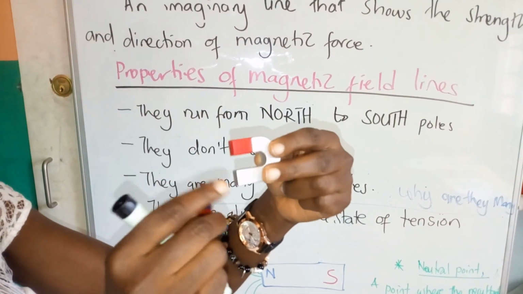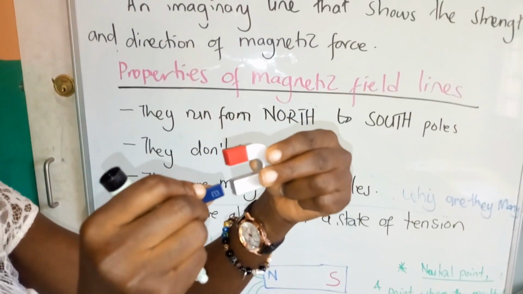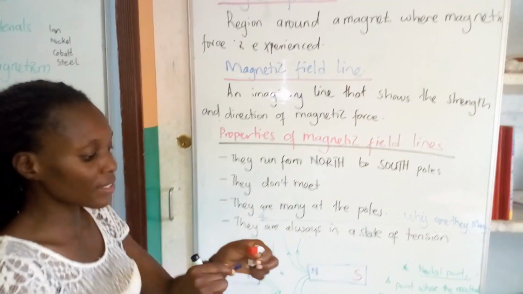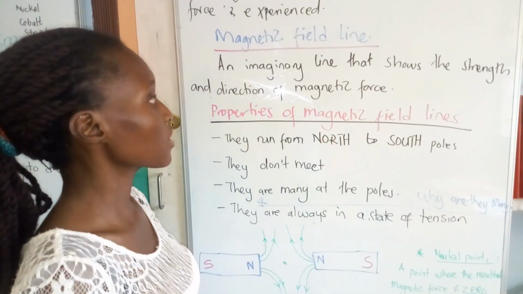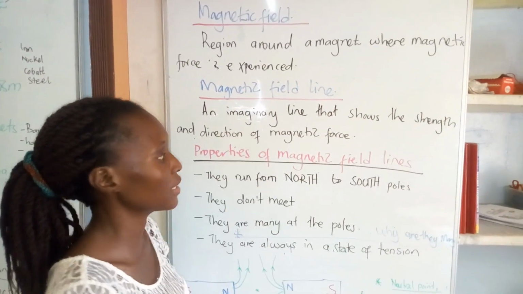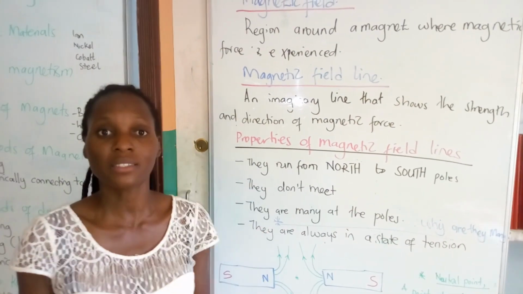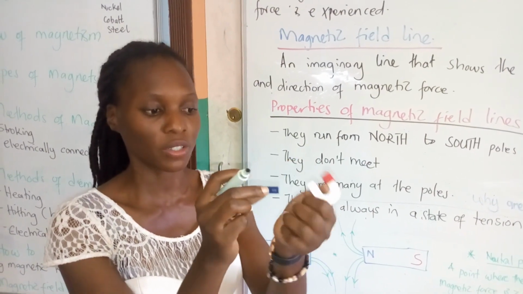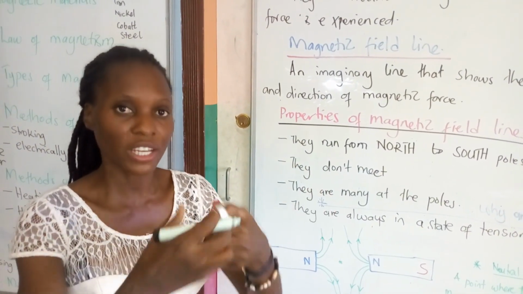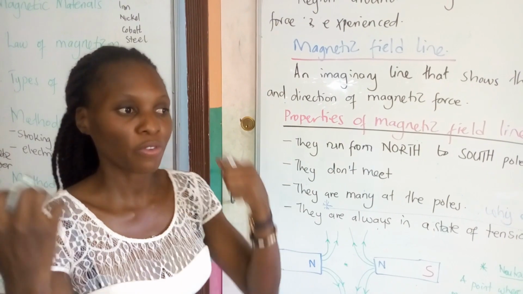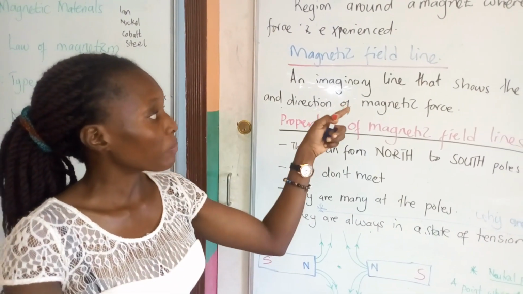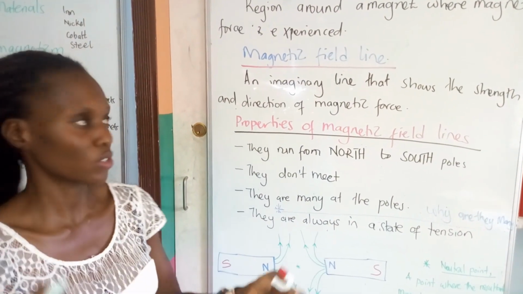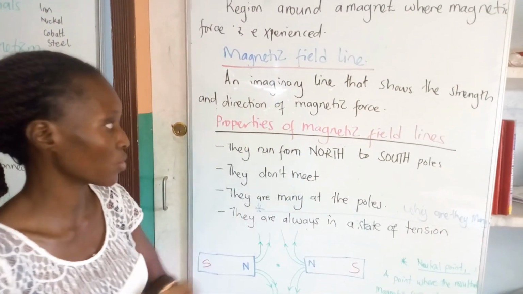And if this is south and south, where we have those forces of repulsion, that is a region around a magnet where magnetic forces are experienced. And since we can't see them, but we can feel them, we can represent them in science using magnetic field lines. These field lines are imaginary, like you can't see them anywhere, but I can feel in my hand that there is repulsion. So they are imaginary lines that show the strength and direction of magnetic force. Force being a vector quantity, we need to look at its strength and then its direction.